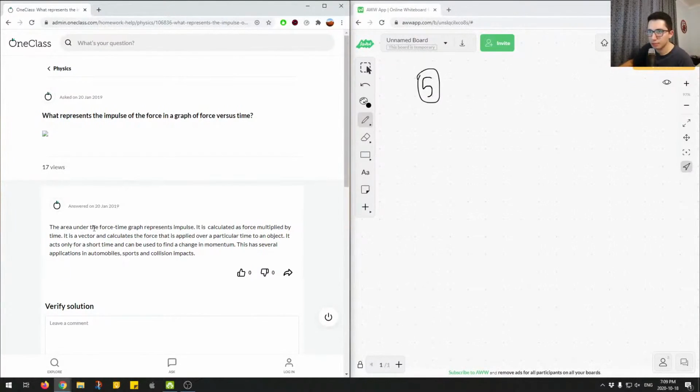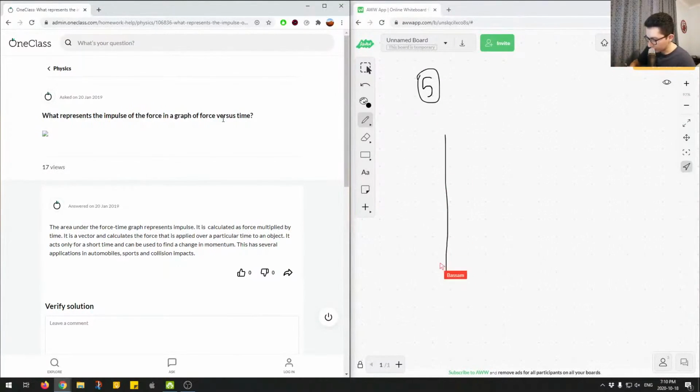The area under the force time graph represents impulse. So right away, this is kind of the correct answer, but they go on to explain it is calculated as force multiplied by time. It is a vector and calculates the force that is applied over a particular time to an object. It acts only for a short time and can be used to find a change in momentum. This has several applications in automobile sports collision impact. So this is true.